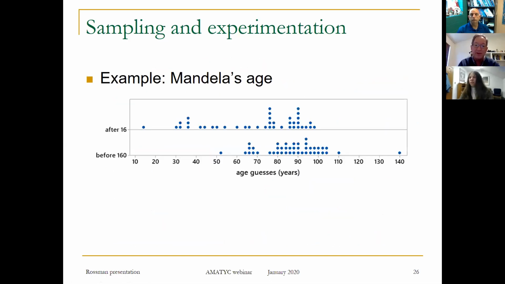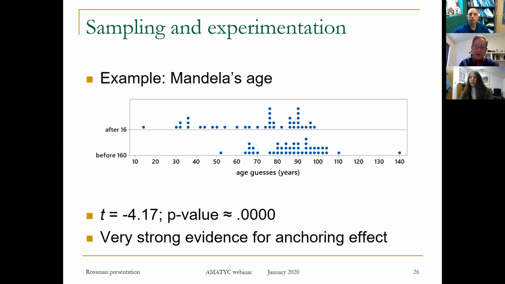So let me show you some data from a recent class. There's the results. And sure enough, you can see there is a tendency for the students who saw the 160 number to give bigger age guesses on average than students who saw the 16. If you do a t-test, it's highly, highly significant. The p-value is 0 to several places. So there's very strong evidence here for an anchoring effect. The point is not that students study the phenomenon of anchoring. The point is to introduce random assignment and the benefits of random assignment and what that buys you in terms of the scope of conclusions you can draw.